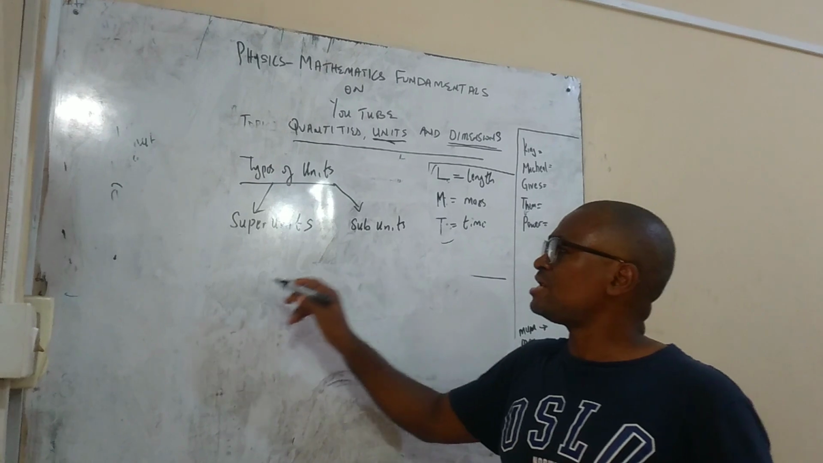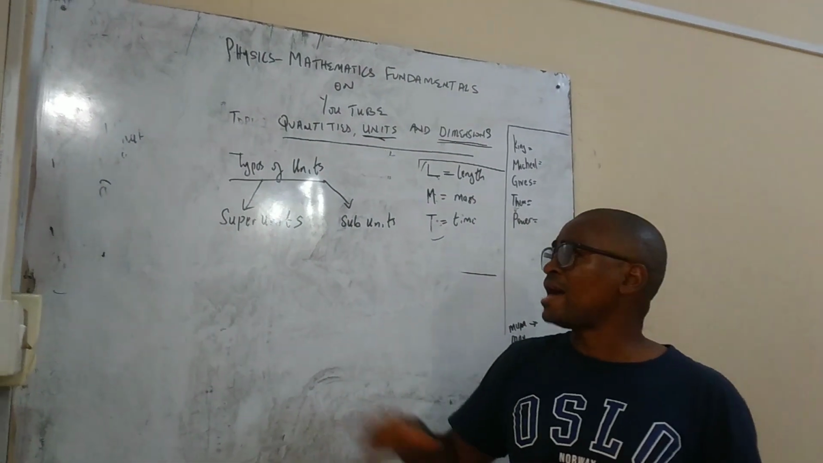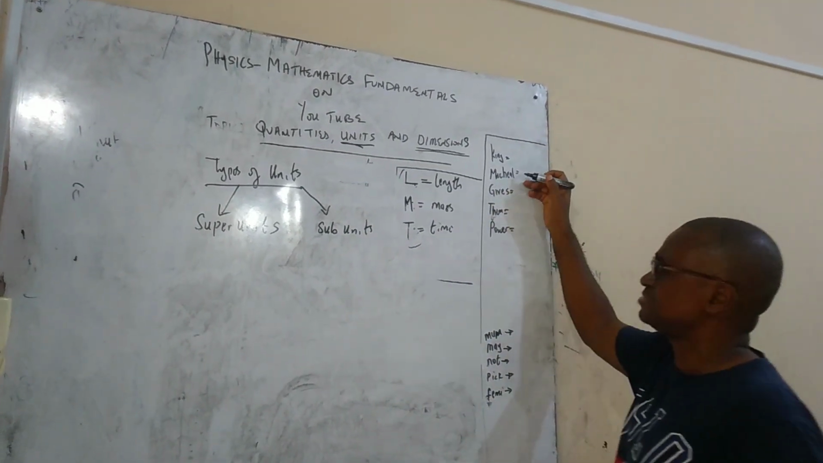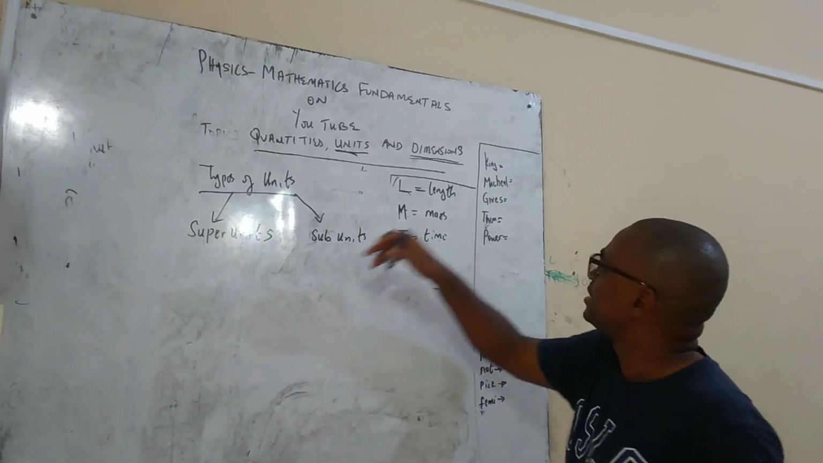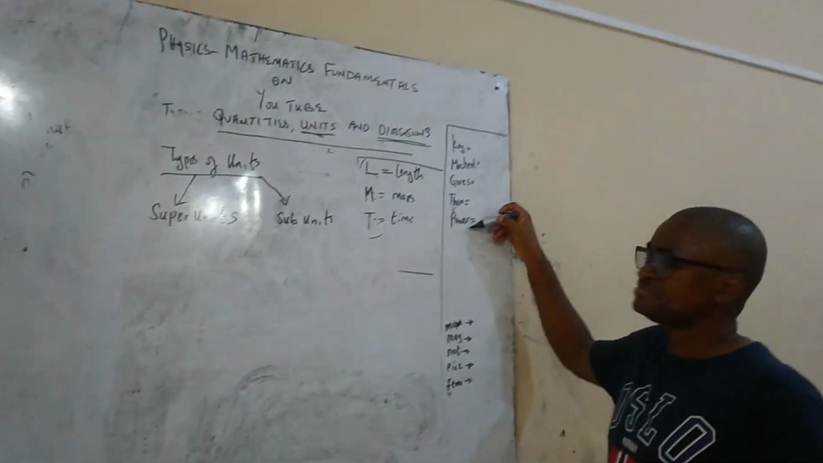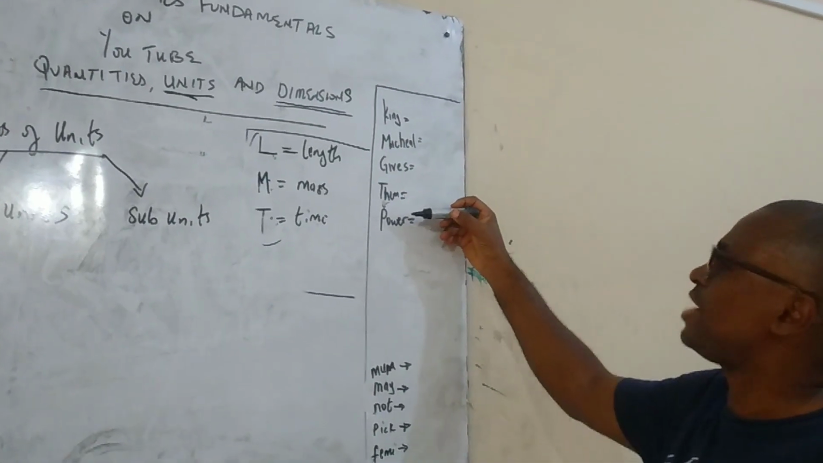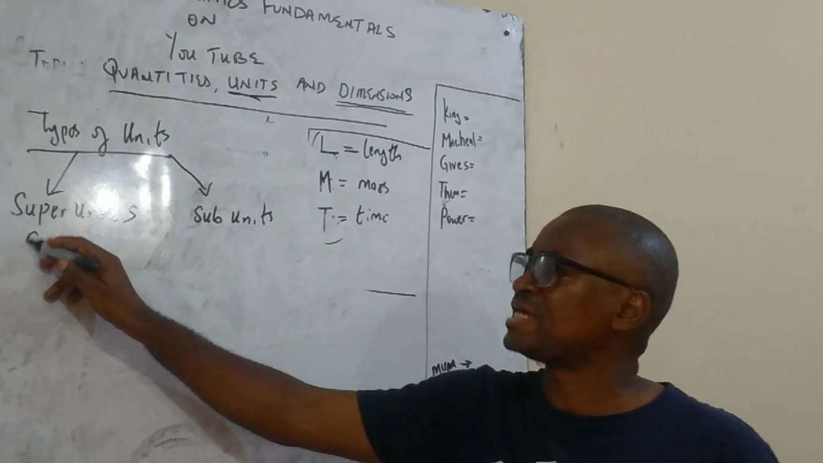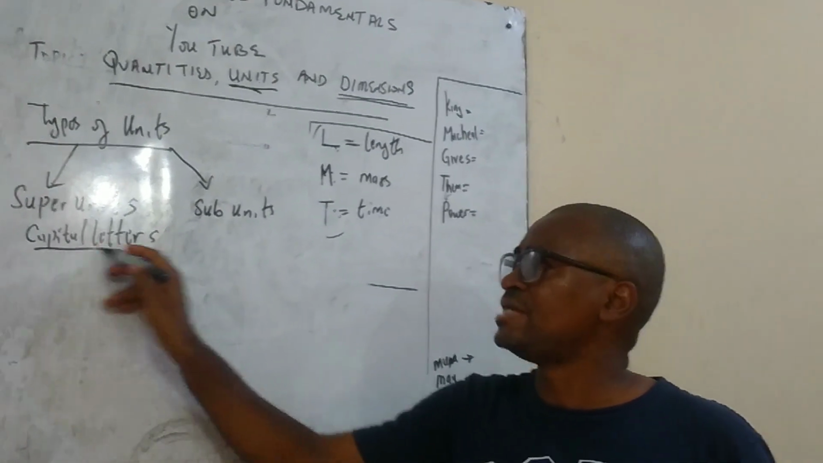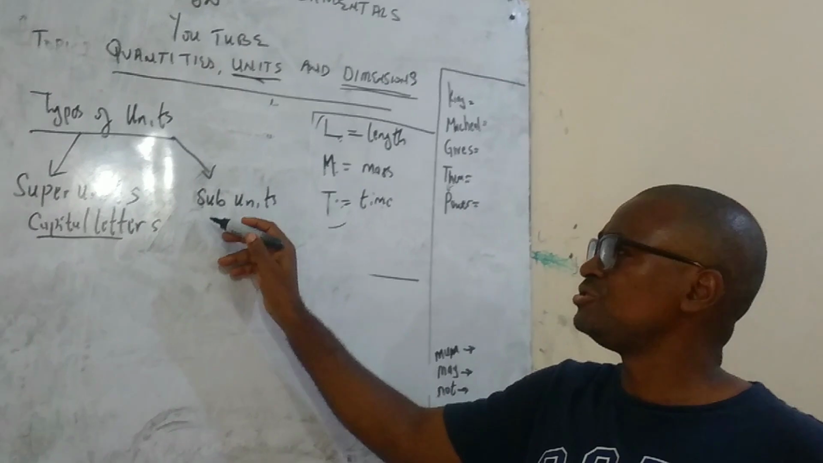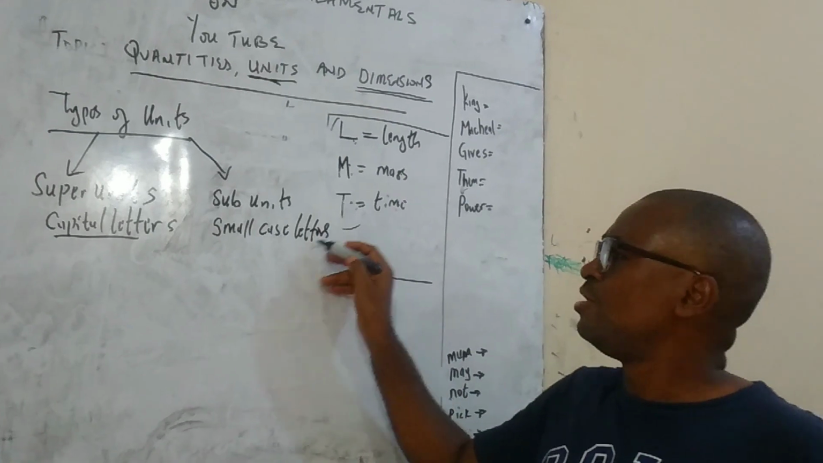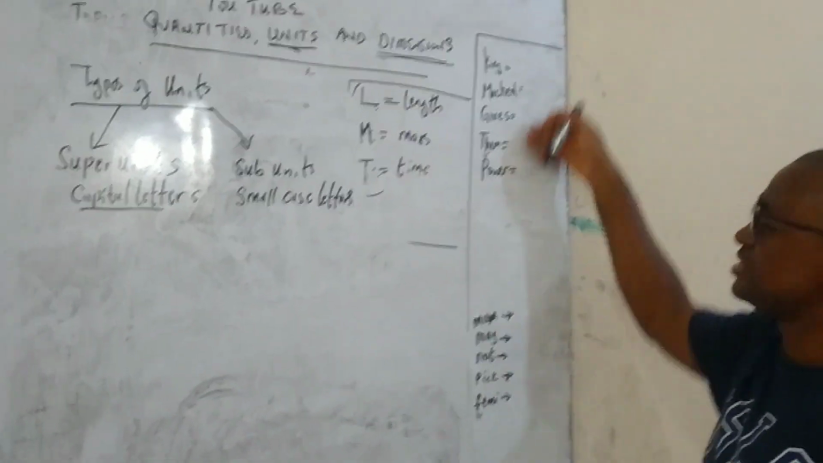Now, in order for us to remember these super units and subunits in physics, I've put up what is called a mnemonic. For these super units, the mnemonic is: King Michael gives them power. Because we call them super units, we are going to use capital letters for super units. Then for the subunits, smaller units, we are going to use small case letters.